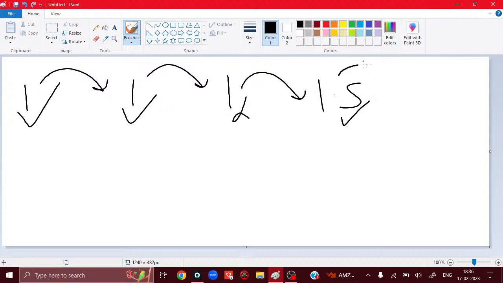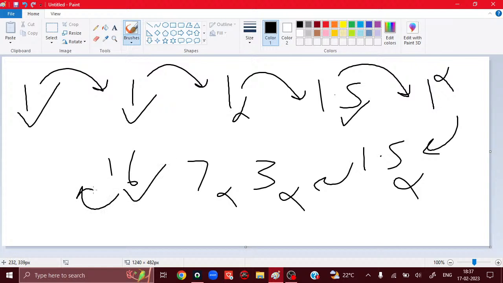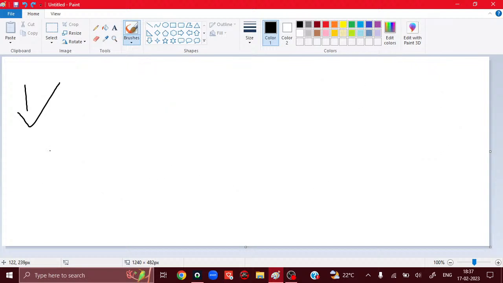If you win this one, again return back to 1. If you lost this, then again 1.5. If you lose this, then 3. If you lose this, then 7. If you lose this, then 16. If you win here, again return back to 1. So after every successful trade, you always have to return back to the base amount, which is $1. Okay, so this is how you can use the martingale technique.